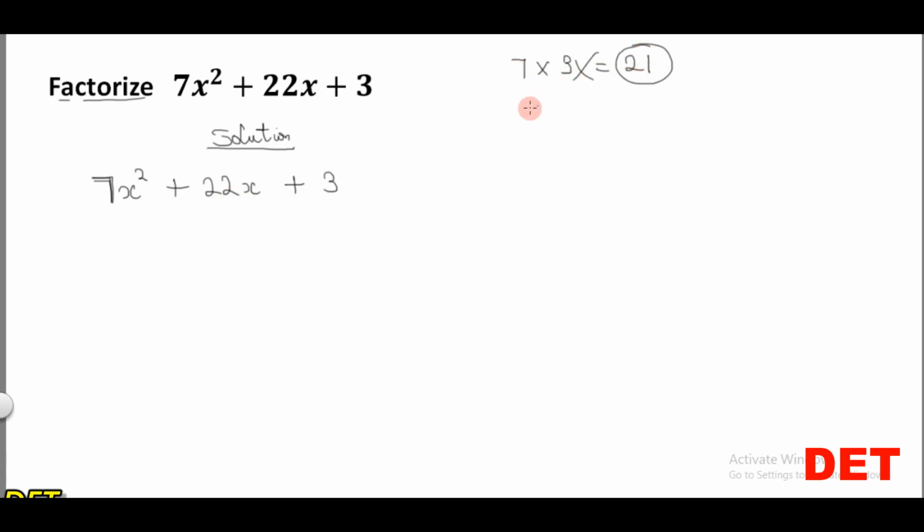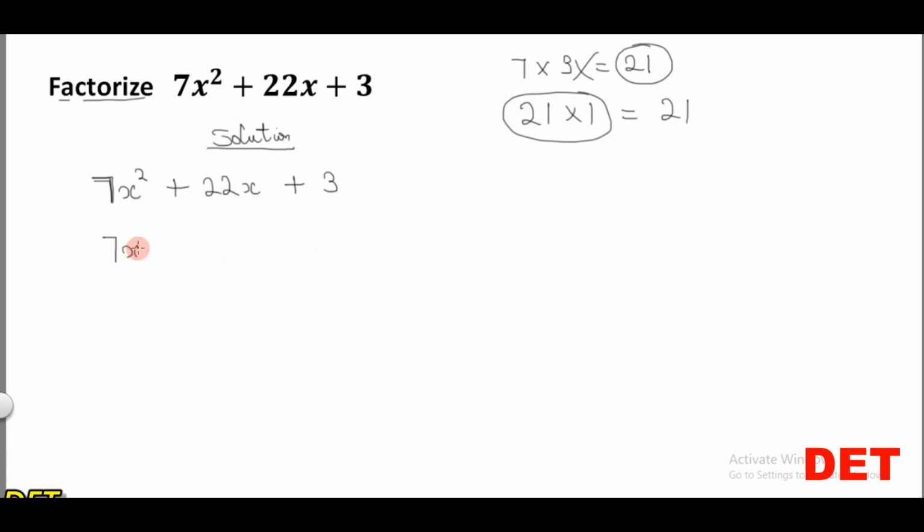Another factor pair of 21 is 21 times 1, which gives 21. And 21 plus 1 will give you 22. So it will work well for this equation. The next thing I will do is to replace this 22x with the factors that I've gotten, which are 21 and 1.